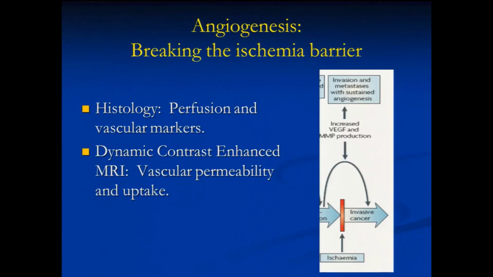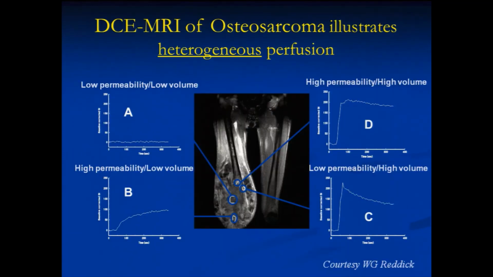So angiogenesis, the last hallmark to be overcome, can be imaged by histology, looking at perfusion and vascular markers, but also by DCE-MRI, looking at vascular permeability and uptake. Here's a study done by Reddick, where DCE-MRI was performed on osteosarcomas showing heterogeneous perfusion.